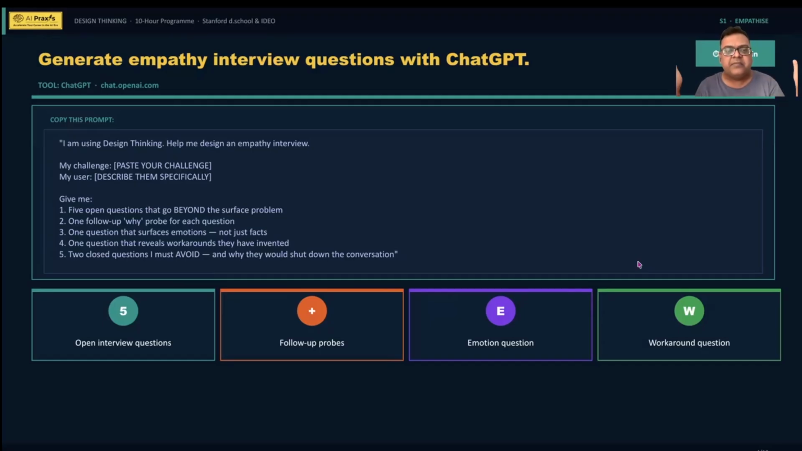And you can have many such users, right? You can create a whole lot of user stories, combine them, create a whole persona, and then continue. So the question is, what should AI generate? Very simple. Look at the instruction: 5 open questions. Ask the AI to generate 5 open-ended questions.